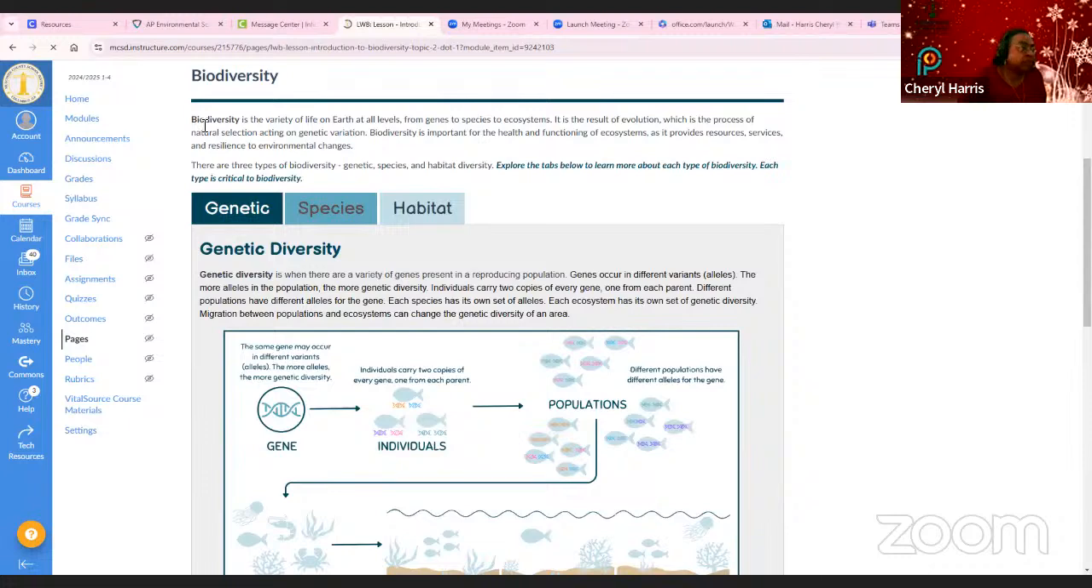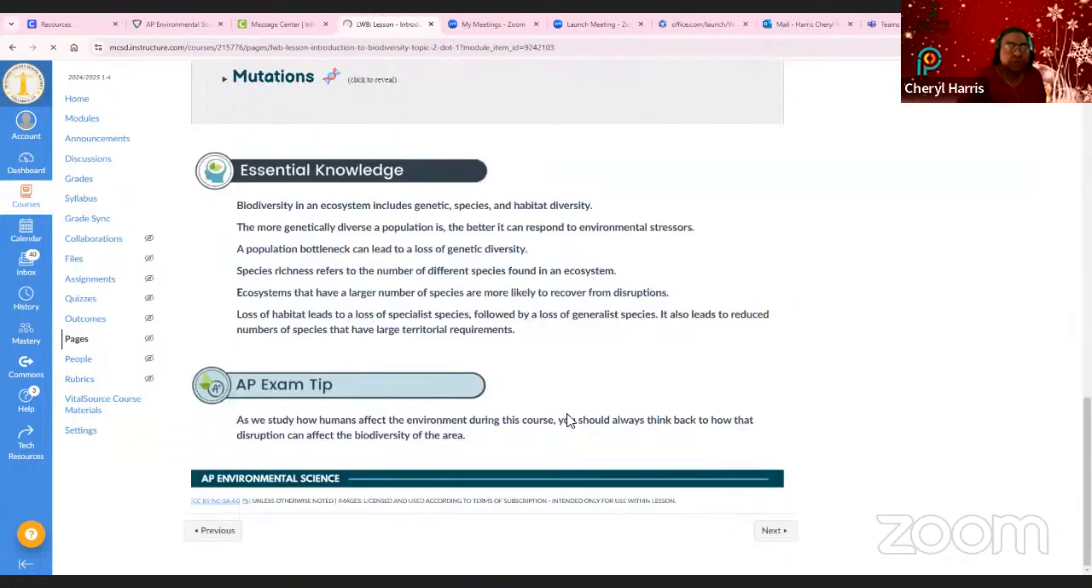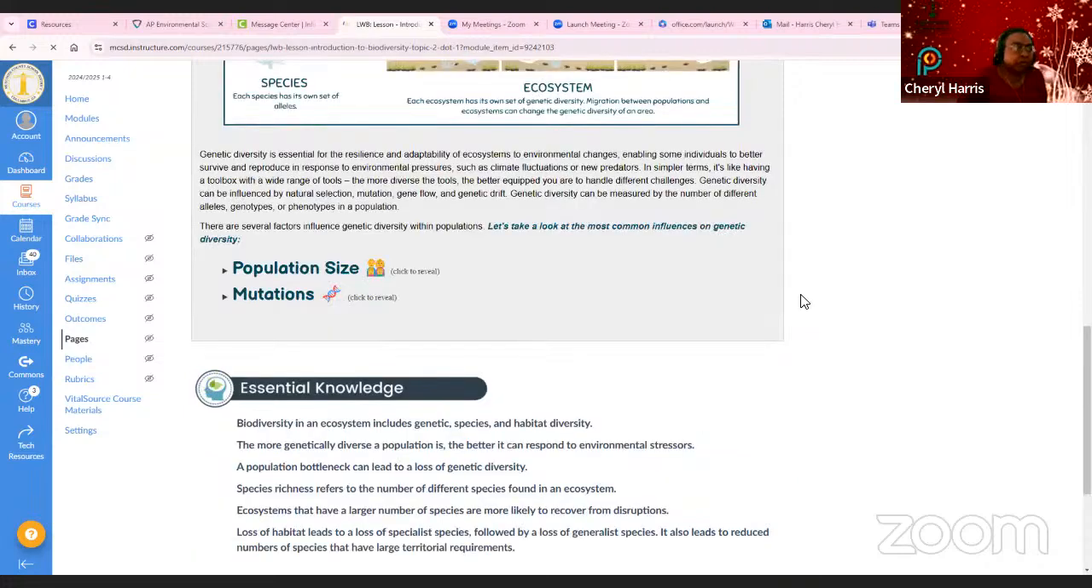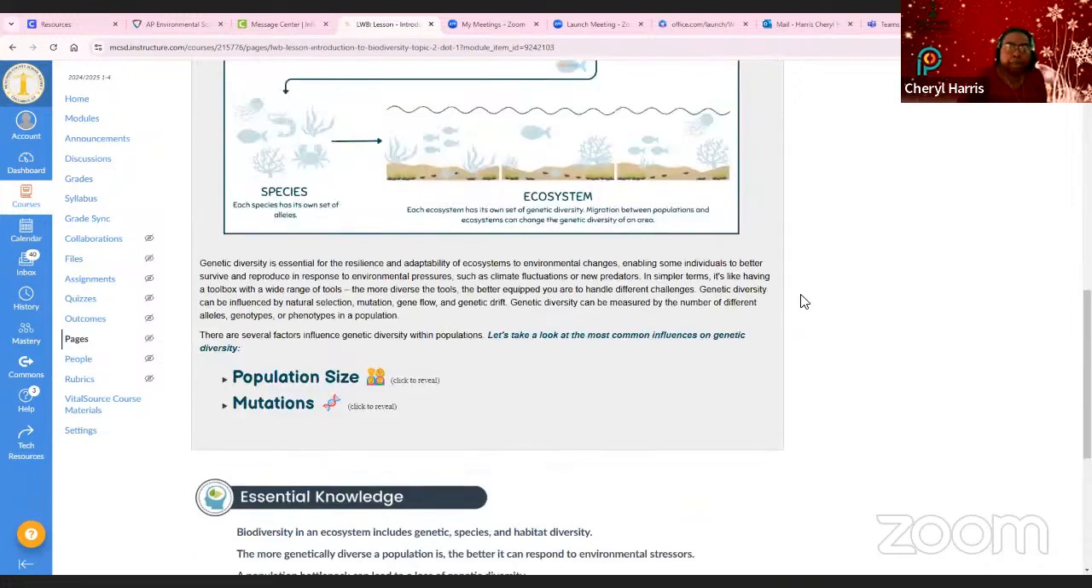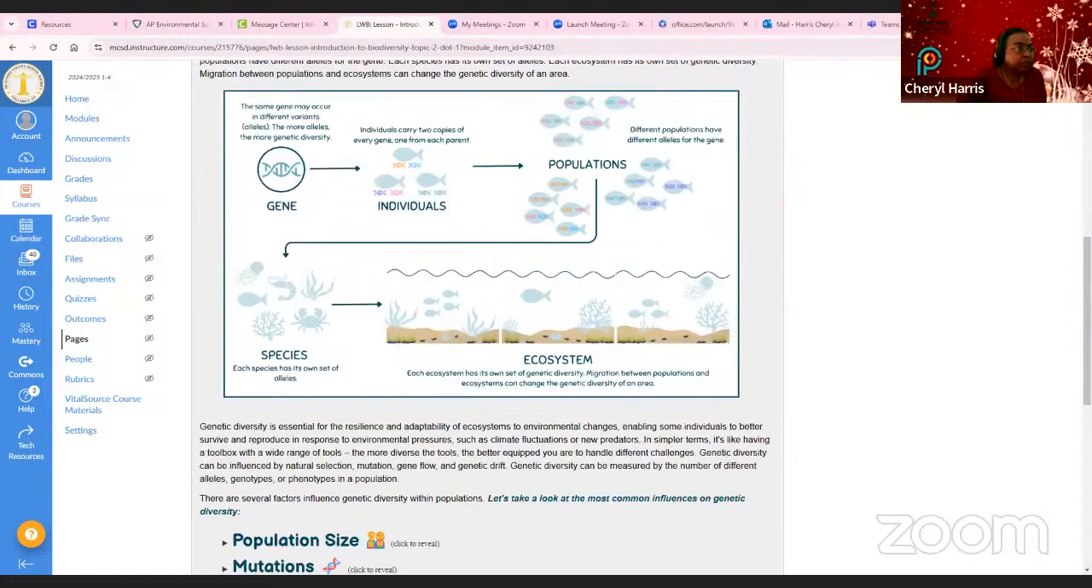You definitely want to know your vocabulary. So you need to know what biodiversity is and what the factors are that affect biodiversity. And I always say a good tip is to look at the essential questions. Test questions will definitely be based on what was the essential topic that you needed to know for that section. So take a minute to look at those while I stop sharing and do attendance.